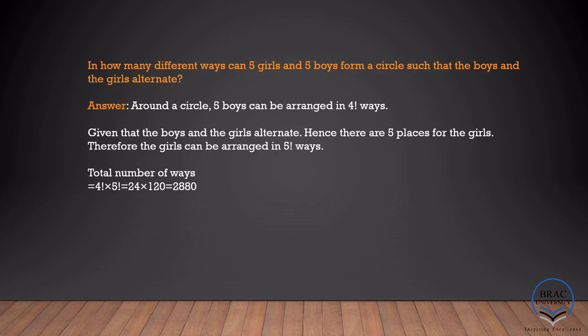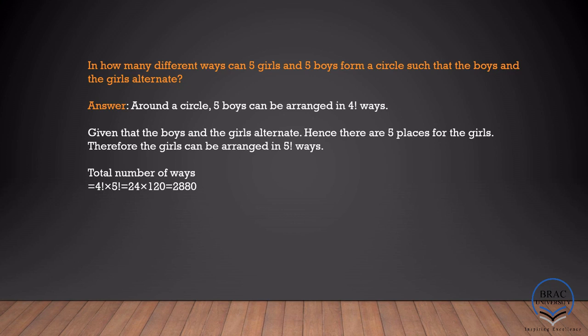In how many ways can 5 girls and 5 boys form a circle such that the boys and girls alternate? If we take the boys as a reference, the 5 boys can be arranged in 5 minus 1, 4 factorial ways. Given the girls and boys alternate, there are 5 places for the girls. If we take the girls as the reference, we could arrange the girls in 4 factorial, and then put the boys in alternate places, that is 5 factorial.